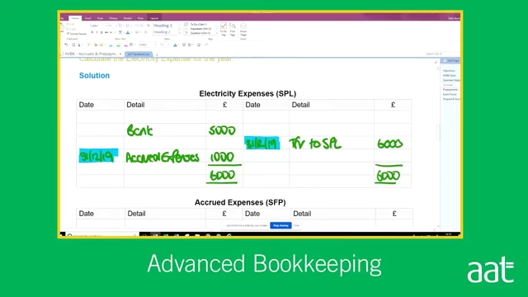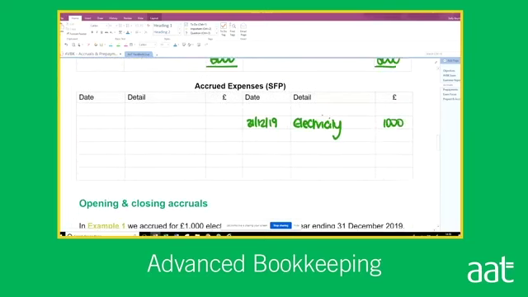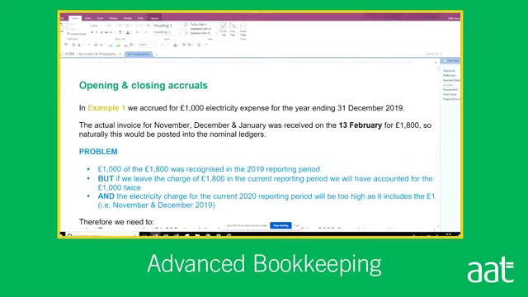So what we need to have a look at now then is, we've got an accrual of £1,000 from 2019, but what we're going to do with it in 2020, because we are going to actually at some point receive an invoice which will include that accrued expense. So we need to do something. So what we're going to have a look at now is actually dealing with the opening and closing accrual. So we're getting closer to how to deal with this in the exam.